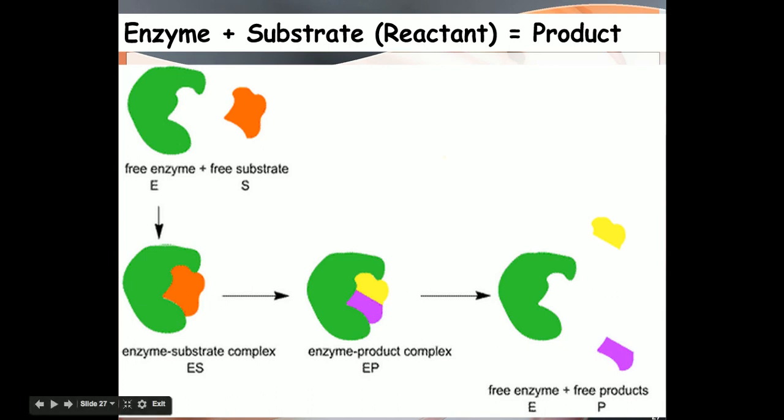So in this case, this enzyme is going to break that orange substrate apart into the yellow and the purple parts. And then afterwards, we're going to end up with our product. So we're going to end up with our green enzyme. Notice how it's unchanged. And we end up with our yellow and our purple product. So this is what happens in an enzyme reaction. From the reactants, starting with your raw substrate and your enzyme, all the way to the end where we have our final products and our enzyme still.